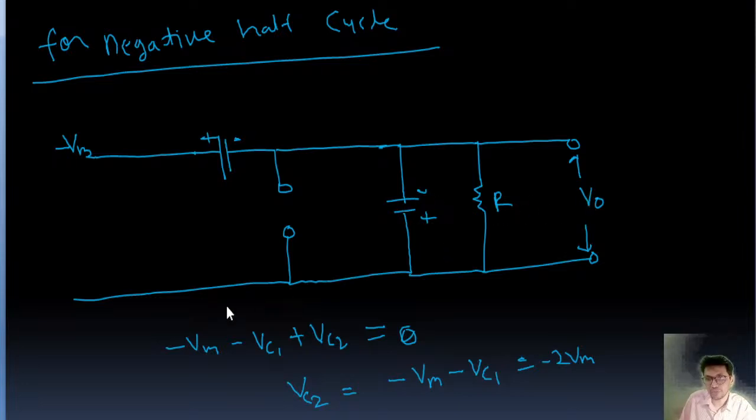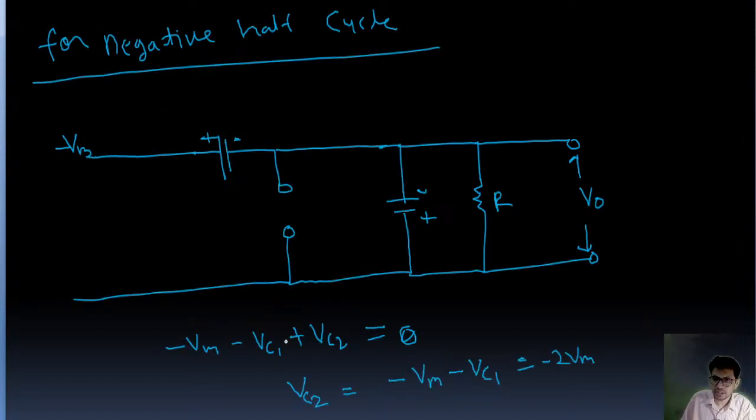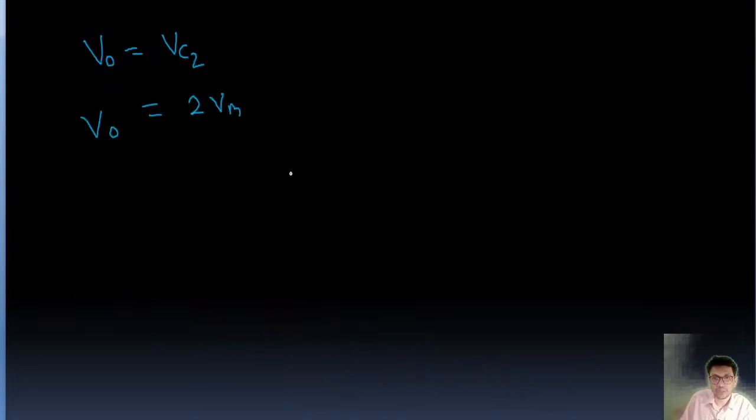This is the same value as V naught, right? So it means V naught value is the same. V naught value is Vc2. Vc2 means V naught value is 2 Vm. Any mistake we have done? This is minus, and we are cutting, so this value is plus, guys. Because Vc2 will go this side, right? Plus 2 Vm. So V naught value is 2 Vm.